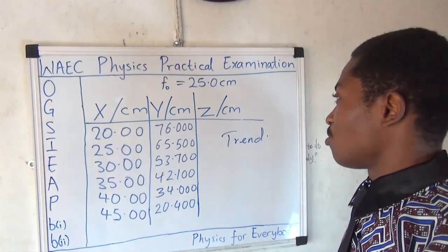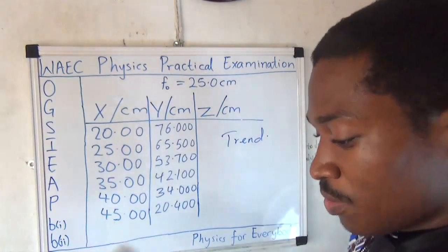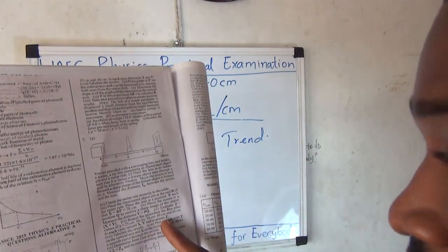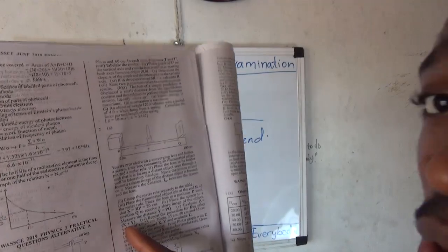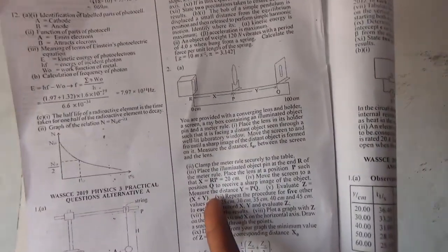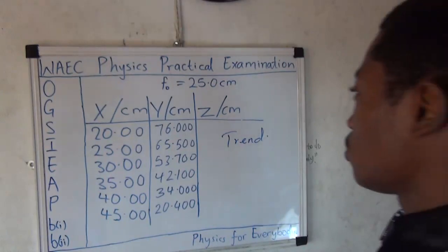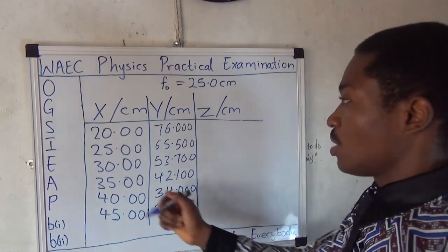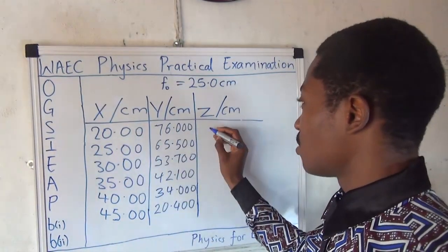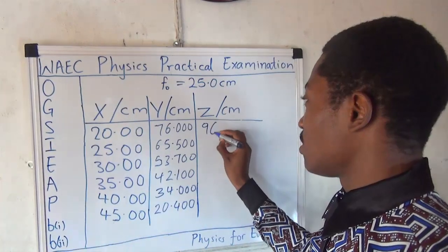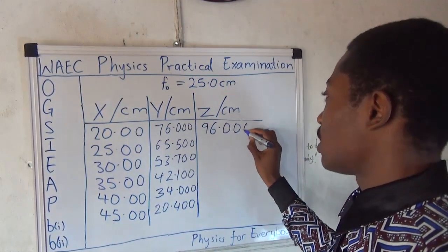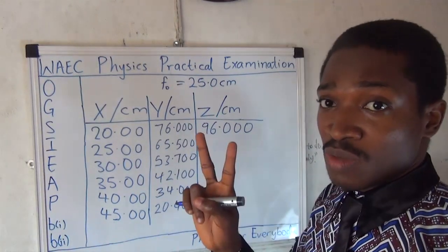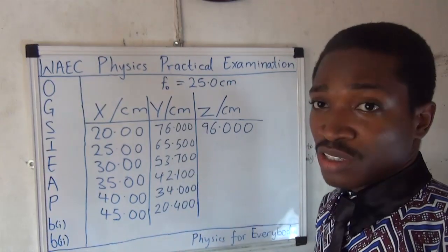So, your values of Z. Now, in the experiment, you were told to evaluate Z. What is Z? Z equals X plus Y. So when you add your X plus Y, 20 plus 76, you have 96.000. Values evaluated should be written to at least 2 decimal places. If you write it to 3, it's correct.